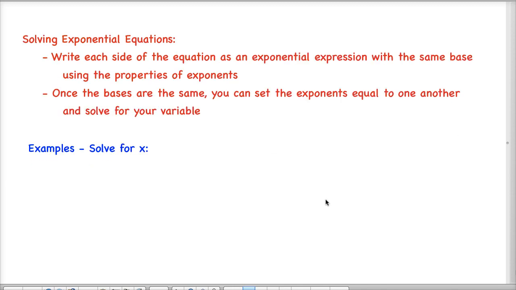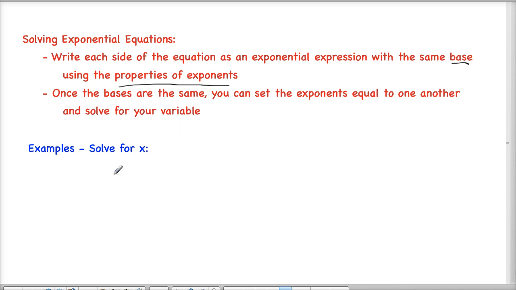Okay, so moving on. Now we're going to solve some exponential equations. And for these, there's really 2 steps. First thing that you want to do is write each side of the equation as an exponential expression with the same base. You'll remember that from our conversation in class today. You should have your notes with you as you're watching this video. So you're going to write them as an exponential expression with the same base using our properties of exponents. Again, we talked about that today in class. And then once you have the bases that are the same, you can set the exponents equal to one another. And then that's a simple 1 or 2 step algebra problem to solve for your variable. So let's do some examples here.